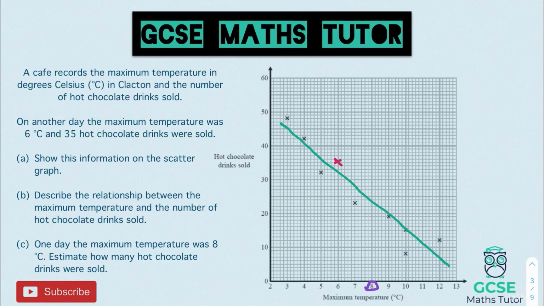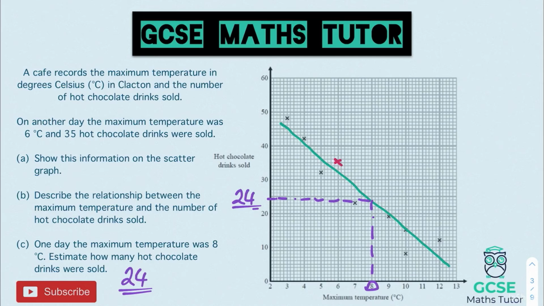This is exactly why you use a ruler. I'll try and do it as best as I can. There we go, up to the line. Then we'll go across. There we go. And just about hit the side there. So on my line of best fit, that is looking like it's around 24. So I'm going to make my estimate of 24 hot chocolates.